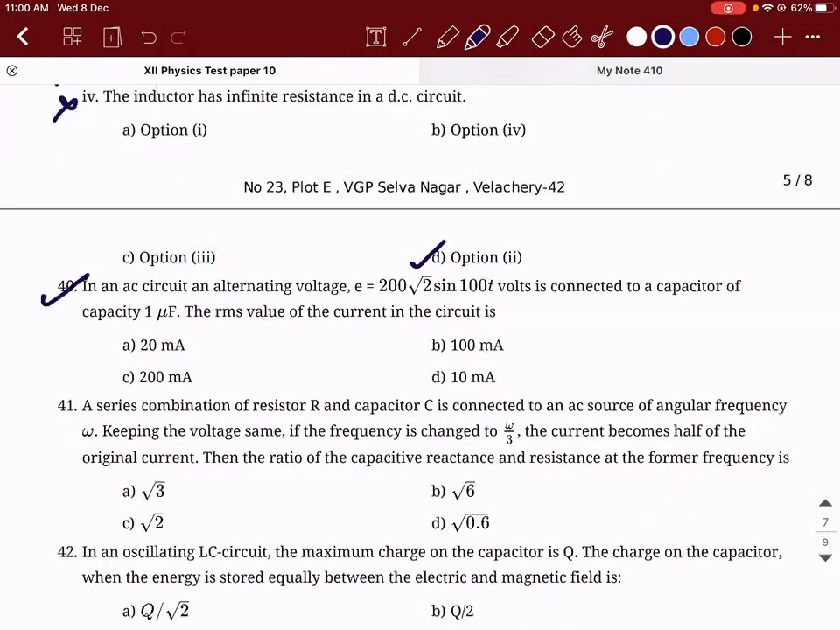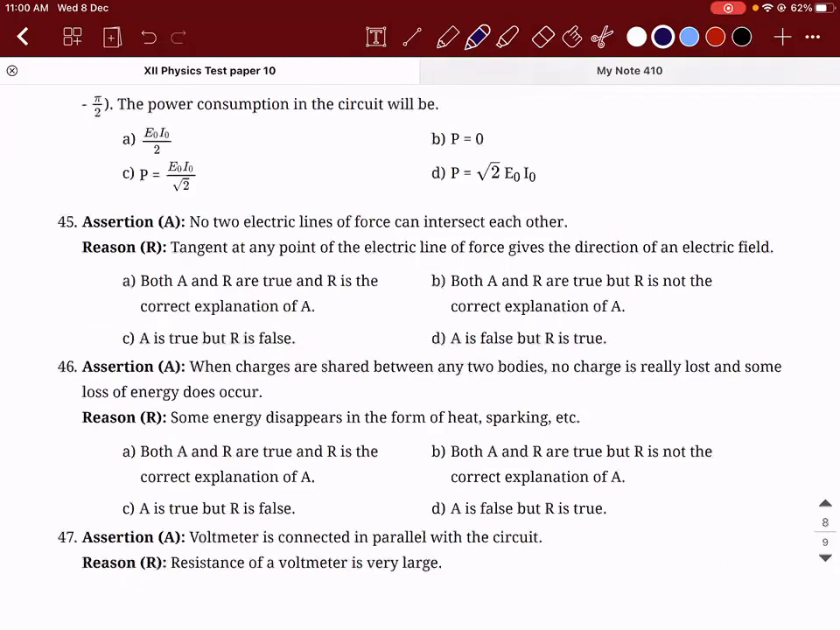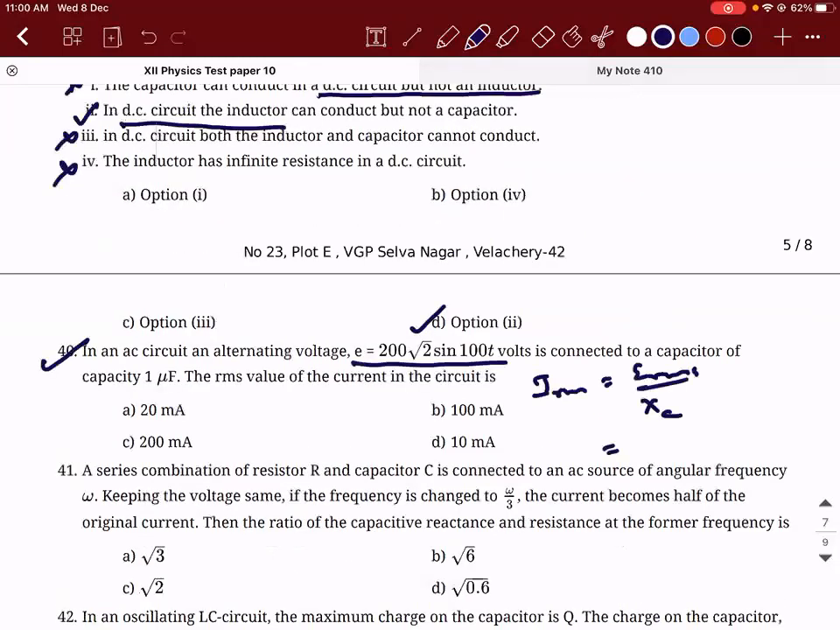40th. In an AC circuit, an alternating voltage of E is equal to 200 root 2 sine 100 t volt is connected to a capacitor of 1 microfarad capacity. The RMS value of current in the circuit. So RMS value I RMS is equal to E RMS divided by XC. Okay, what is E RMS? 200 root 2. Sorry, that is E naught. It is 200, because 200 root 2 divided by root 2. XC is how much? 1 by omega C.